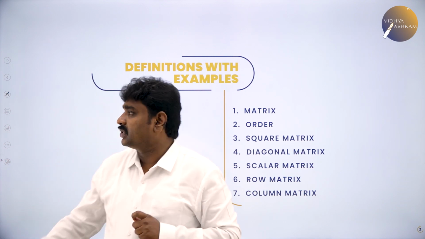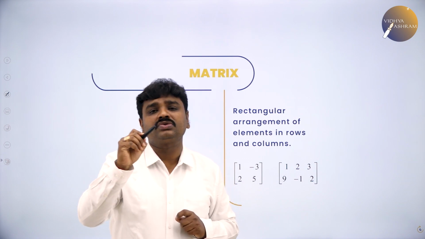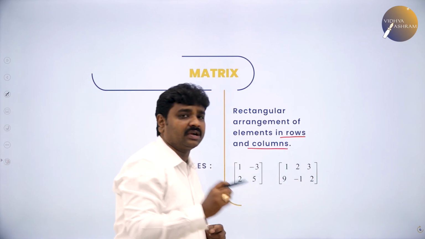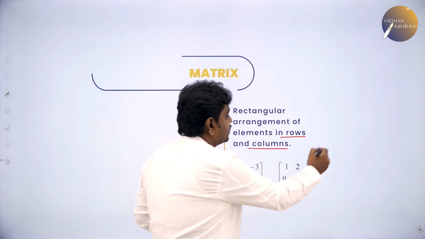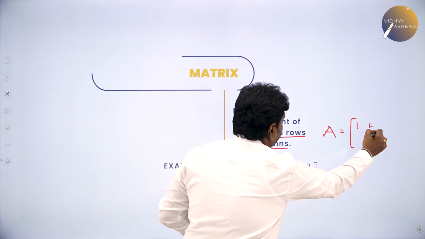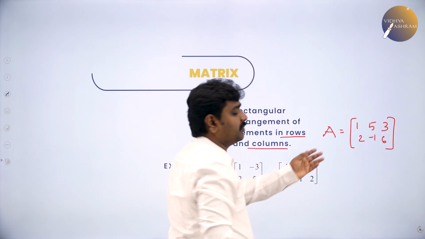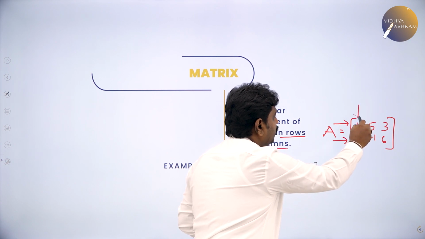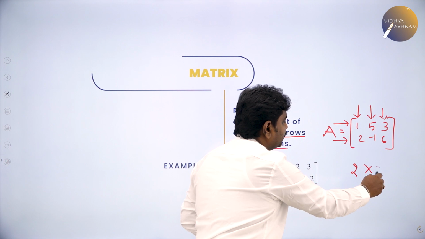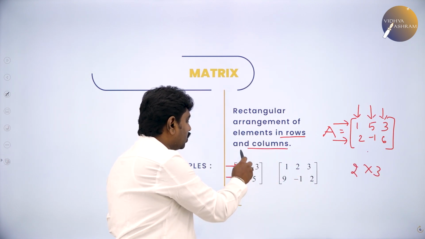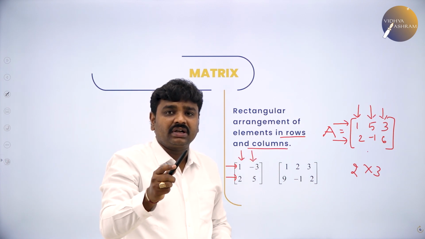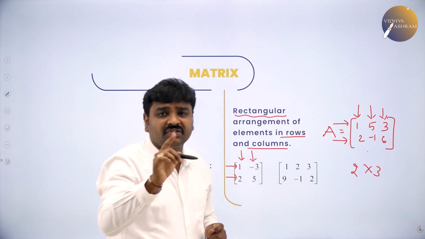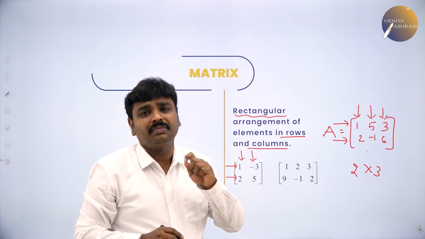Now, what is a matrix? A matrix is a rectangular arrangement of elements in rows and columns. When we write the elements in rows and columns, it represents a matrix. Any matrix is symbolized using a capital letter. Matrix A is equal to 1, 5, 3, 2, minus 1, 6. Here I wrote the elements in rows and columns. You can see 2 horizontal rows and 3 vertical columns, so 2 rows and 3 columns. This is a matrix. And here we have 2 rows and 2 columns. This is also a matrix. All of you know, a square is a special rectangle in which length and breadth are the same. That's why we define it like this: a rectangular arrangement of elements in rows and columns constitutes a matrix.